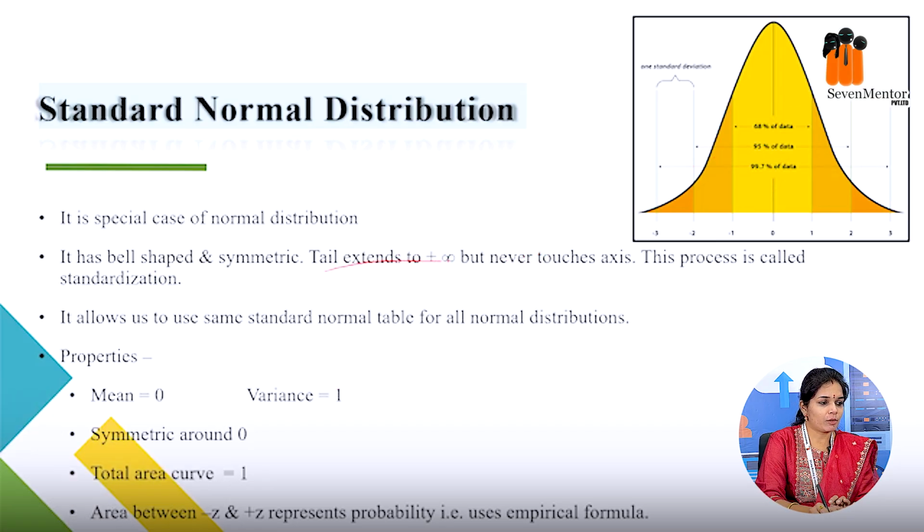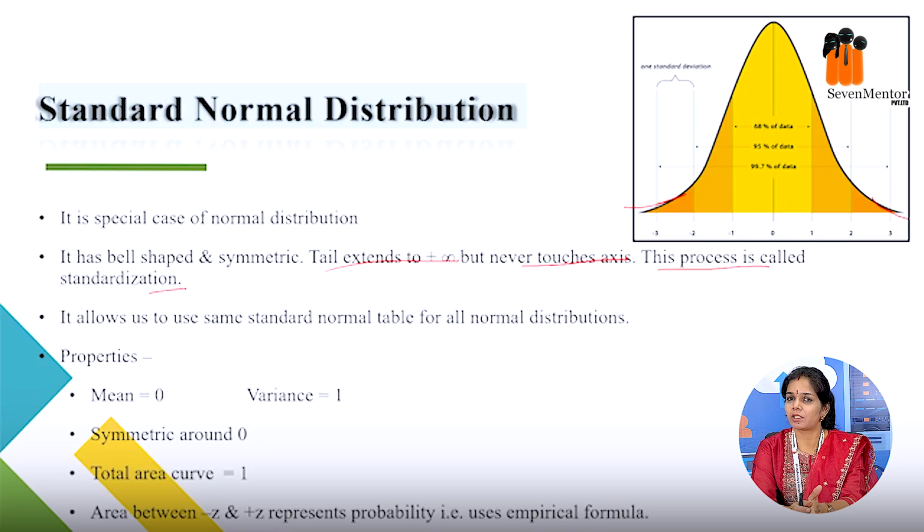It extends from minus infinity to plus infinity but never touches the axis. Okay, here you may assume that it is touching, but it won't touch the axis. This is called standardization.